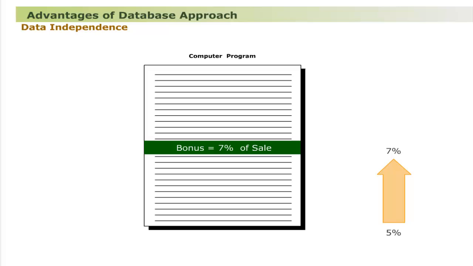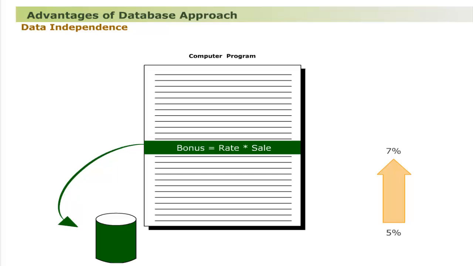The program needs to be recompiled and run. This change of software is useless and can be avoided by storing the data separately in the database as shown. Now, if there is any change in the data, that is, the 7% raise of the bonus rate, it is modified easily in the database without changing the actual software.